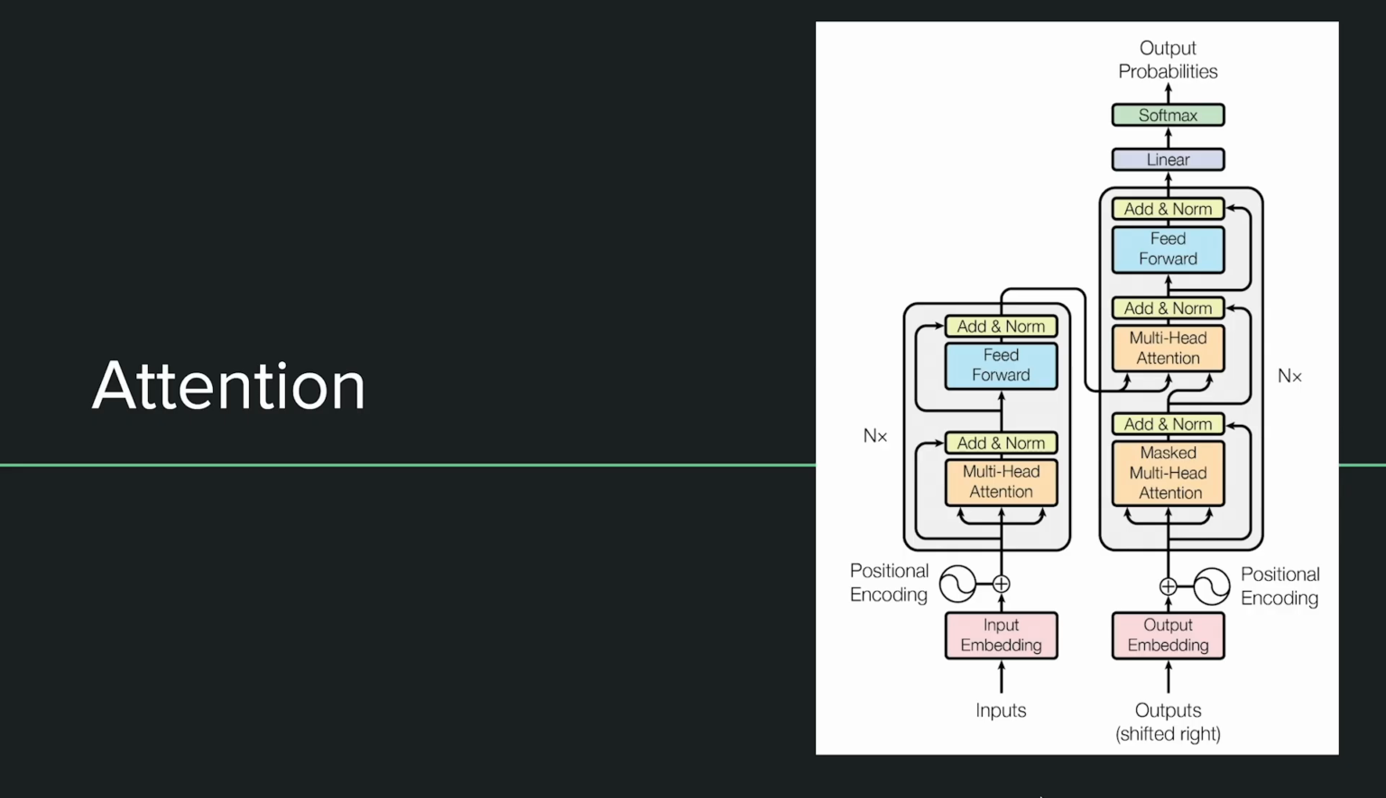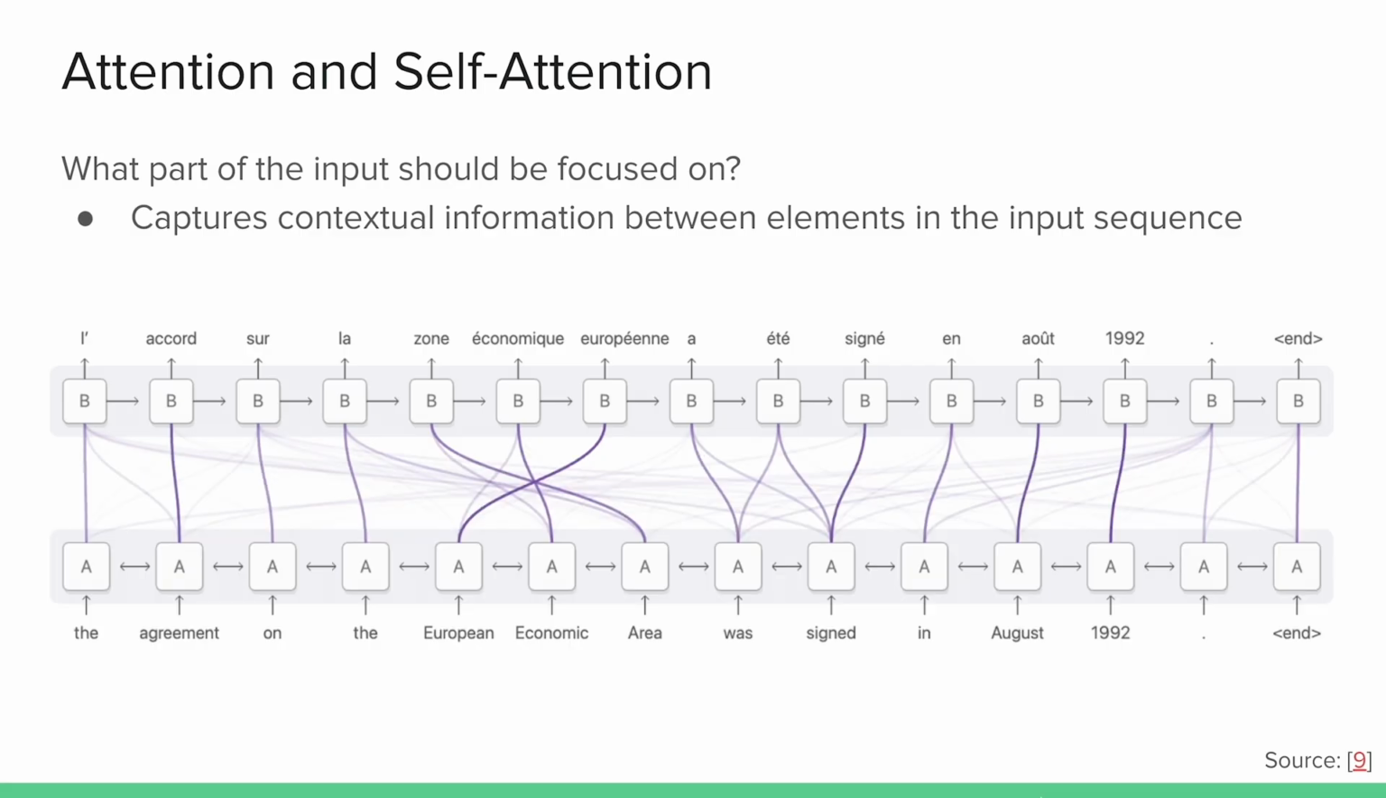Now we come to the most exciting part of transformers, attention. We're gonna see that attention appears in our network actually 3 times, and I'm gonna start with the first multi-head attention here in our encoder. So attention and self-attention basically tries to answer the question, at what part of our input should we focus on? So it captures this contextual information between elements, how they interact with each other.